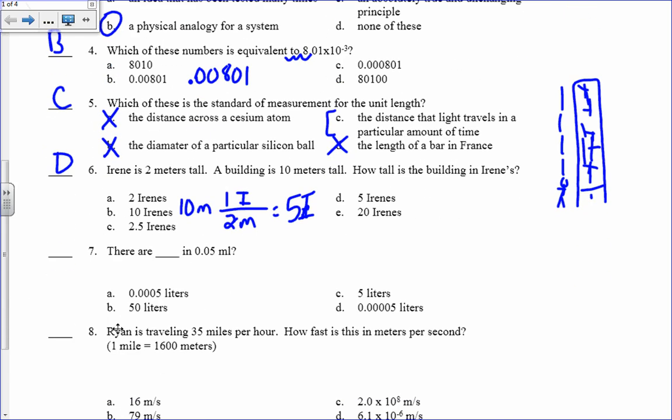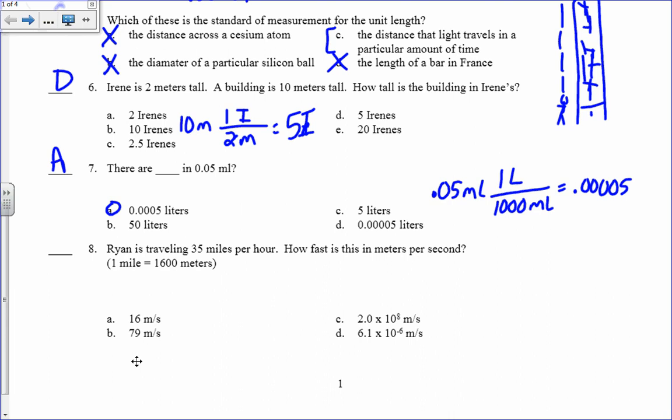Okay, how many liters are in 0.05 milliliters? Do this however you like, but I'll do it this way. 0.05 milliliters. In 1 liter, there are 1,000 milliliters. All right, so 0.05 divided by 1,000 is 0.00005. So I should have 4 zeros and a 5. That's A.